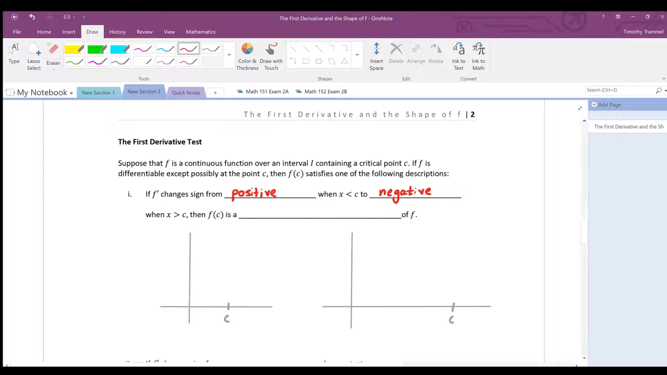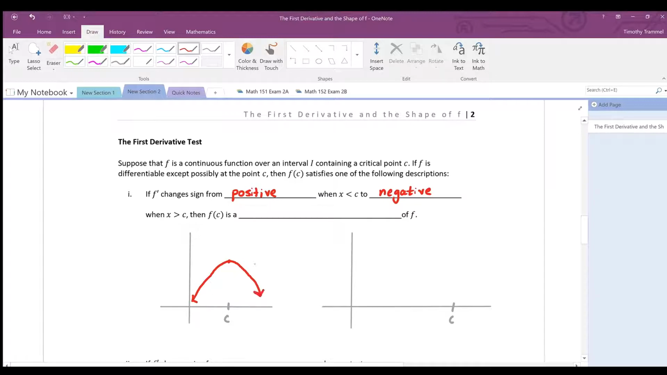So if f prime is positive, right, that means that the function is increasing. And if f prime is negative, that means that f is decreasing. So this thing is increasing, okay, before we get to C, and then decreasing after C. So if we were to sketch it, let's maybe just pick a point here. It would be increasing. And then when it gets here, it levels off and starts decreasing.